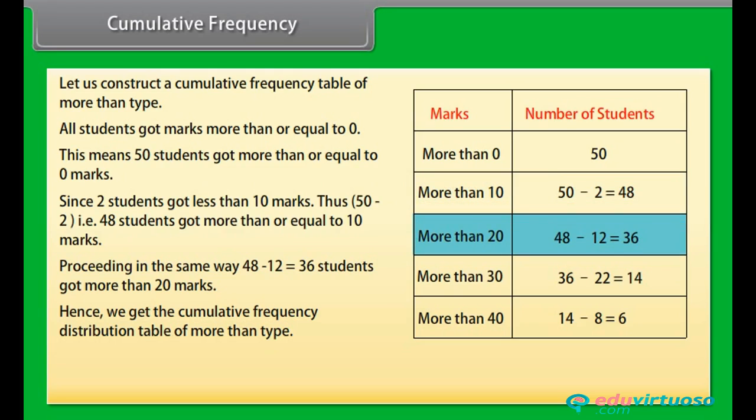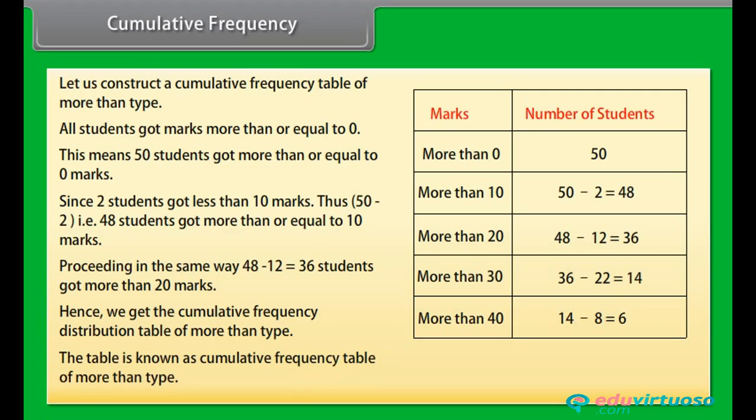For marks more than 20, number of students are 48 minus 12 equals 36. For marks more than 30, number of students are 36 minus 22, which equals 14. For marks more than 40, number of students are 14 minus 8, which equals 6. The above table is known as cumulative frequency table of more than type.